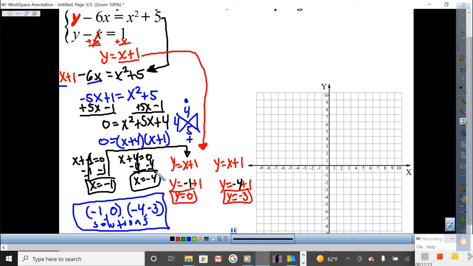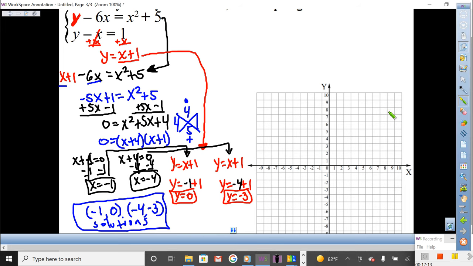And let me draw an arrow for this one as well. And let's highlight this. And tell your neighbor what that means. What does that mean? Tell your neighbor, please.